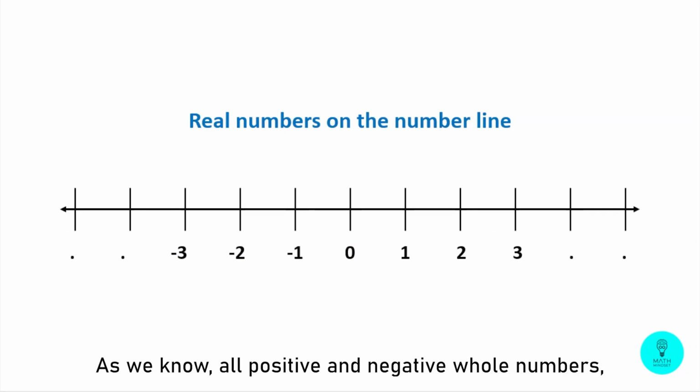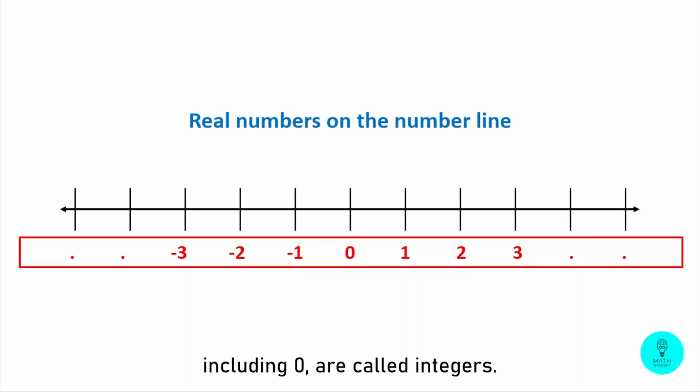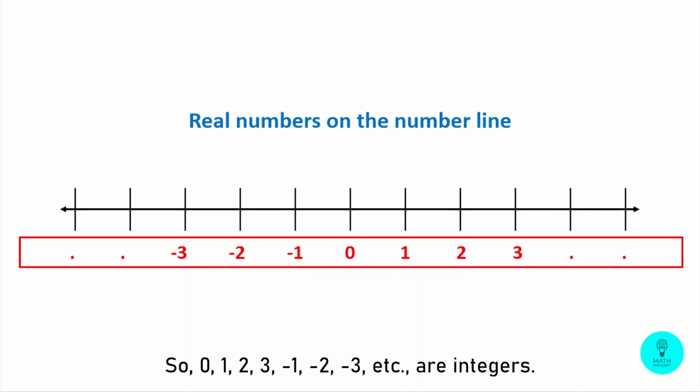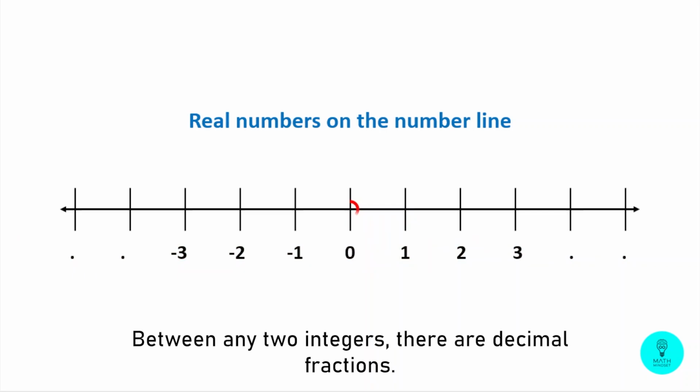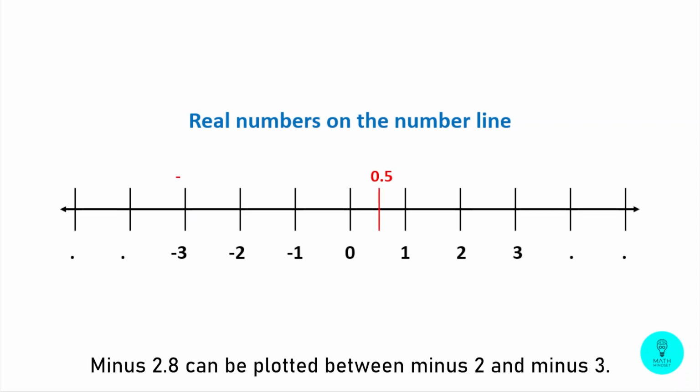As we know, all positive and negative whole numbers, including 0, are called integers. So 0, 1, 2, 3, minus 1, minus 2, minus 3, etc. are integers. Between any two integers, there are decimal fractions. For example, 0.5 can be plotted between 0 and 1. Minus 2.8 can be plotted between minus 2 and minus 3.